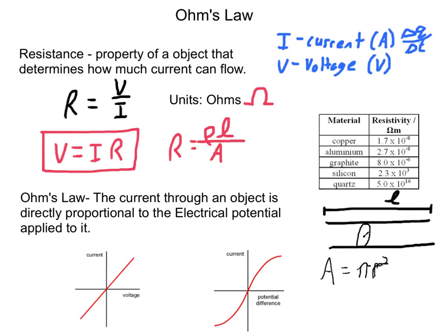Now, Ohm's Law actually states the current through an object is directly proportional to the electrical potential difference applied to it. In other words, as I increase my voltage, my current goes up in a proportional manner, meaning I should have a linear graph. For every extra volt I apply, if I go from 1 to 2, I get an extra proportional increase in my current, to let's say 4, a linear graph.